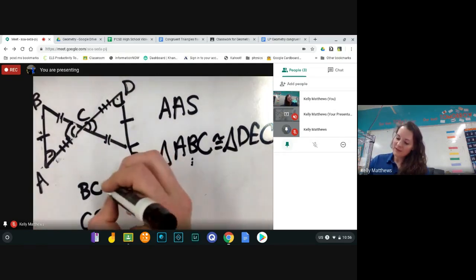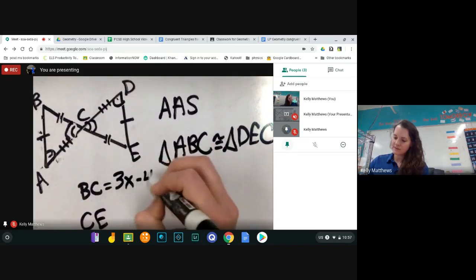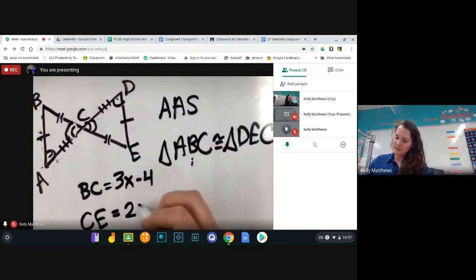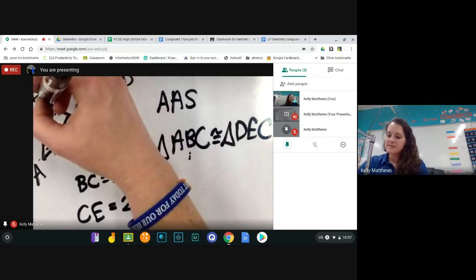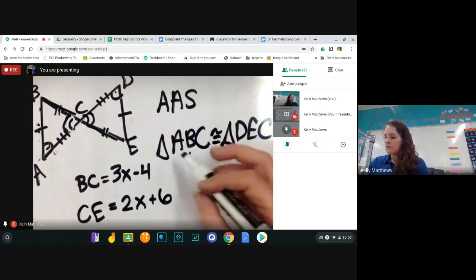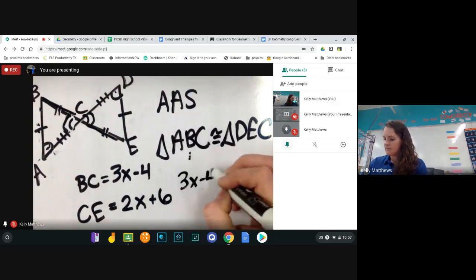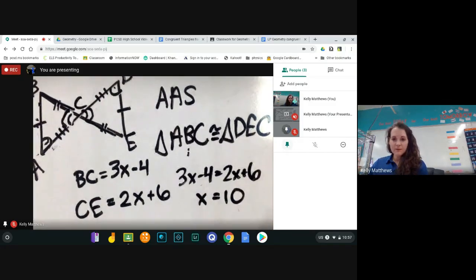And so then if we were told that BC equals 3x minus 4 and that CE equals 2x plus 6, there's a number of questions that could be asked from this. First, let's just solve for x, okay? Since we know that these 2 pieces are congruent to each other, we know that we can just set them equal. And so x equals 10. Great, but that may not be what the question's asking.